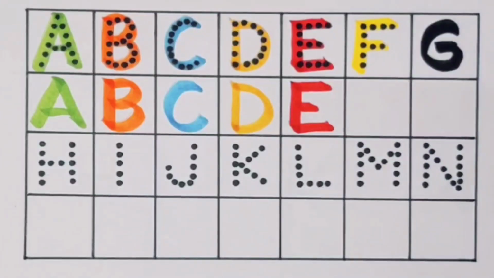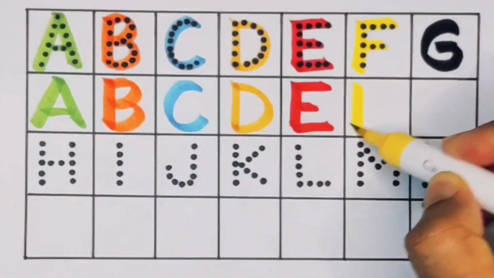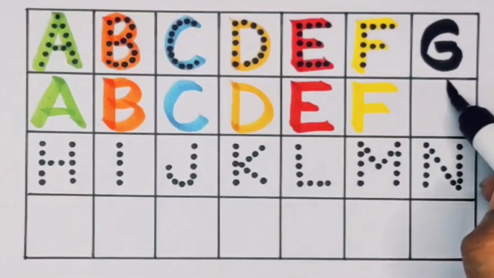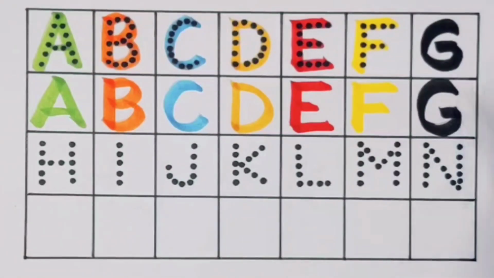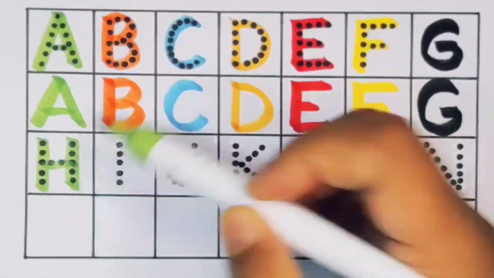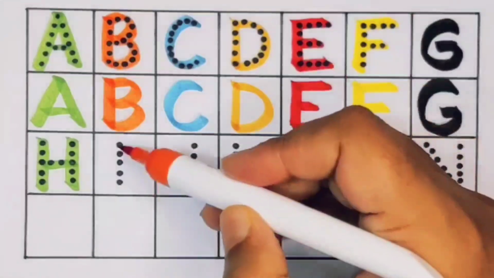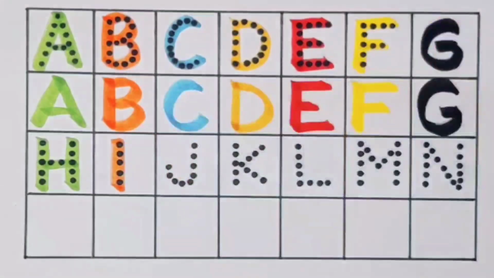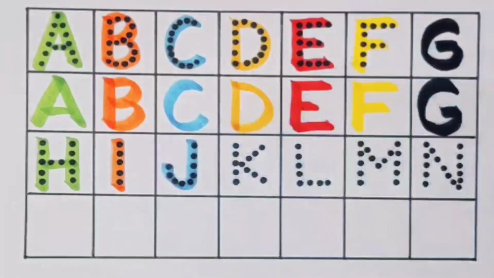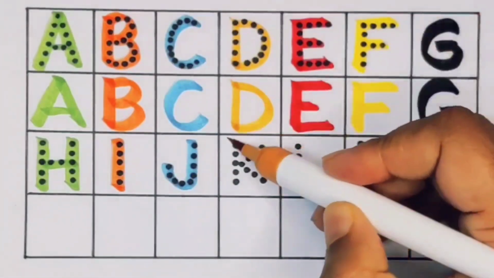Next, F for flower. Next, G for giraffe. Next, H for hat. Next kids, I for eyes. Next, J for jelly. Next, K for key.